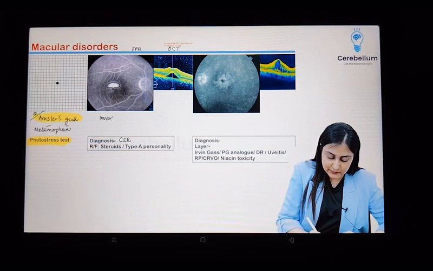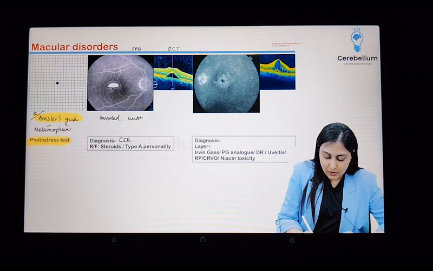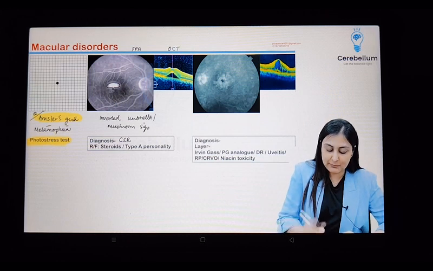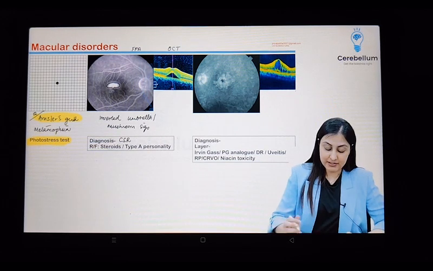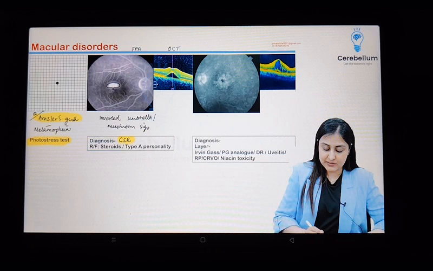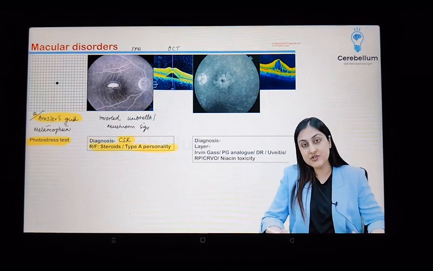So this is known as the inverted umbrella or the mushroom sign. Alright, so this is what you're going to be seeing on the macula in FFA, and OCT is going to show you this edema here. Alright, so this is central serous retinopathy. You can identify it with the very typical risk factors.